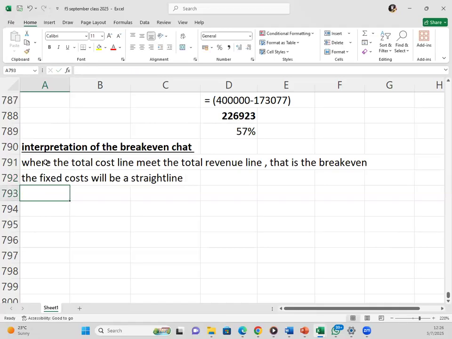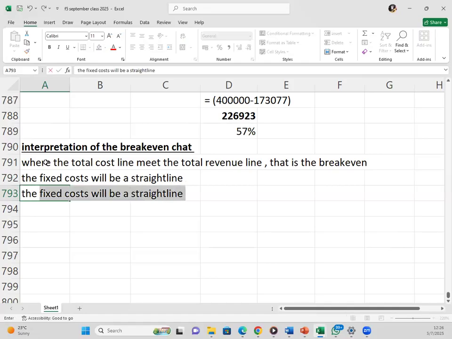The fixed cost will be a continuous straight line. The total revenue line starts from zero. Why? Because if you don't sell anything, you make a revenue of zero. So the revenue that you make depends on the amount of sales. So the total revenue line starts from zero, meaning that if you don't sell anything, you make zero revenue.